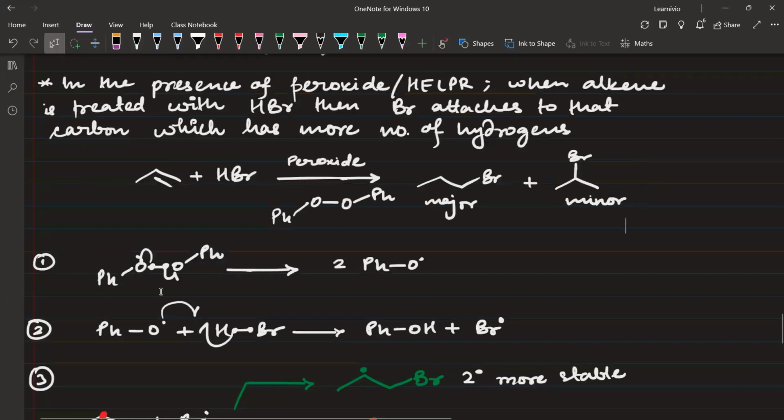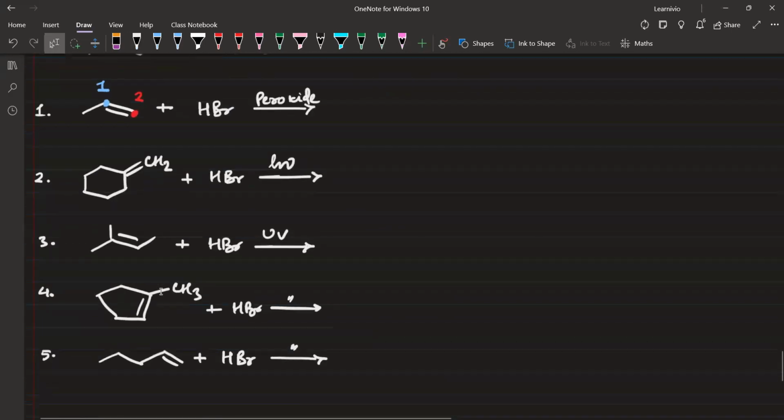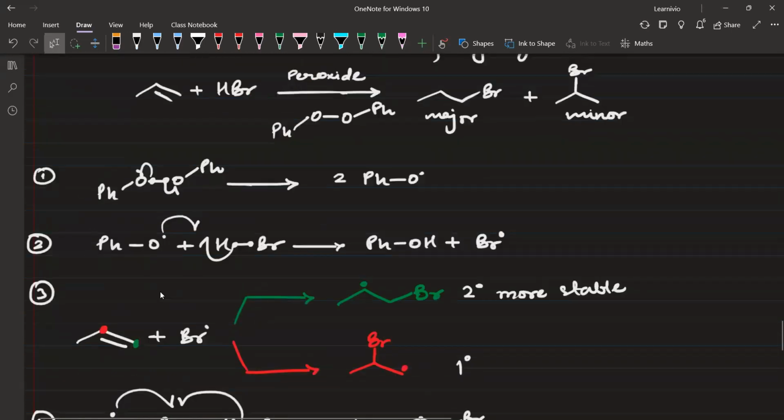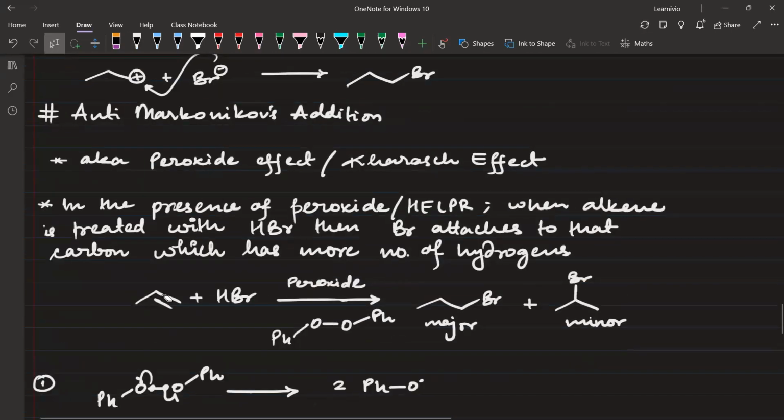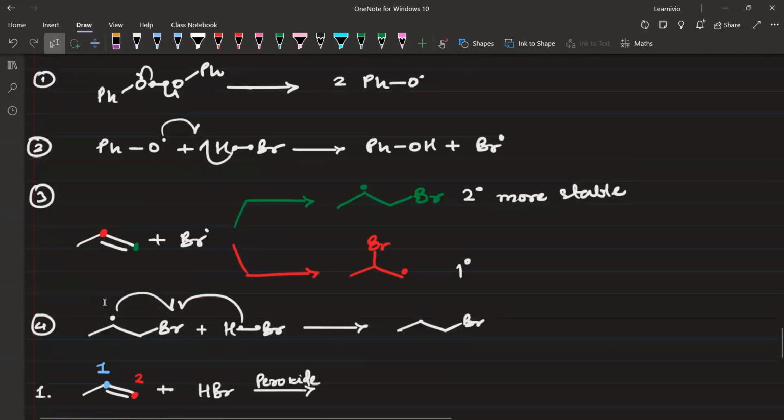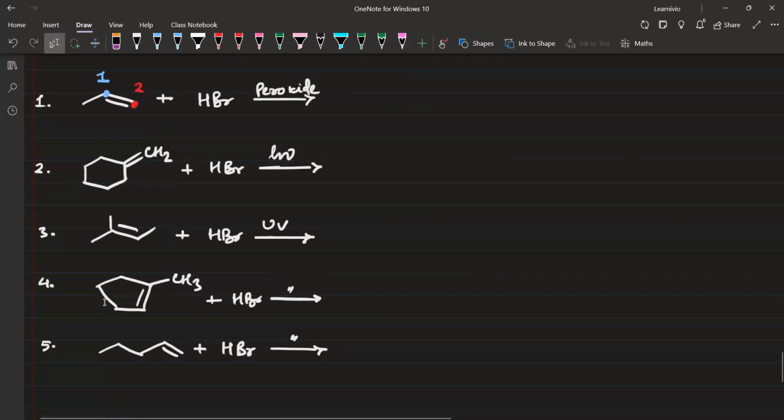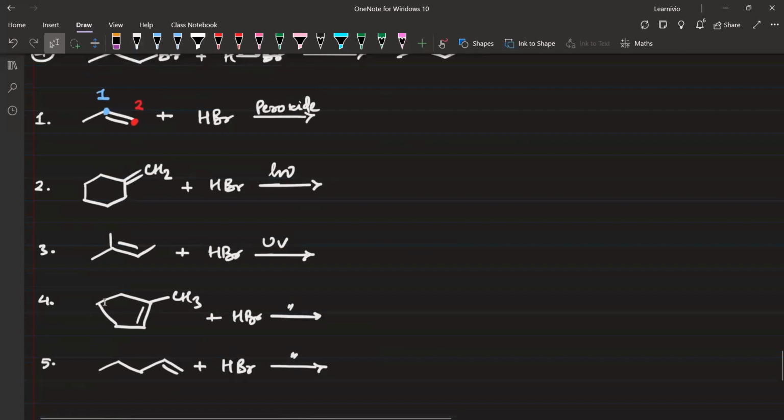Yes, sir, but this is only when peroxide is involved, right? No, what I wrote here: or helper. ठीक है, we have to do the opposite of what you did in Markovnikov, okay? फिर से try कीजिए. The reaction will take place in the double bonded carbon atoms.